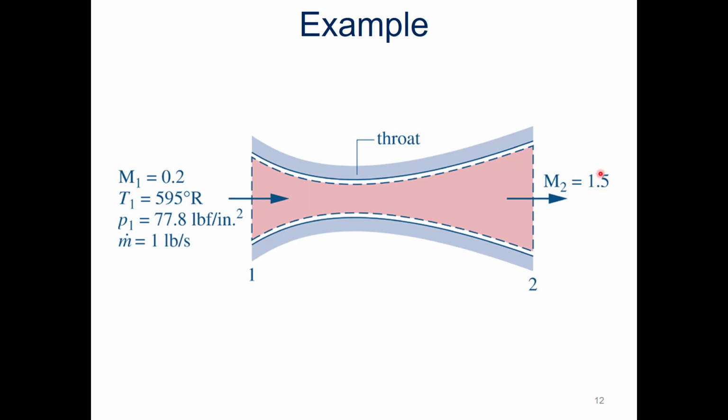So we'll model this with air as an ideal gas using a specific heat ratio of 1.4. All right, we want to look at the stagnation pressure, find the stagnation temperature, and let's find the throat area. What's the area here at the throat, and the exit area as well.